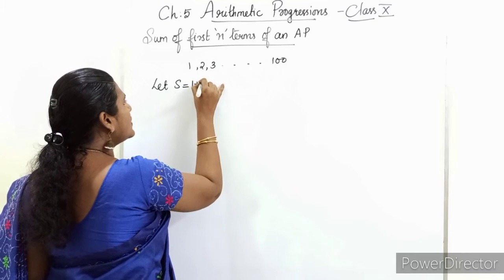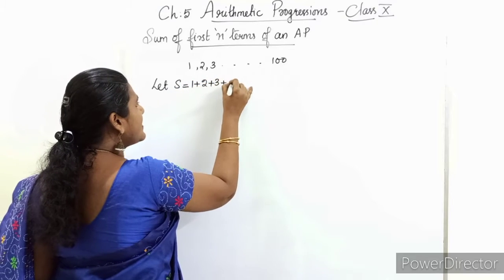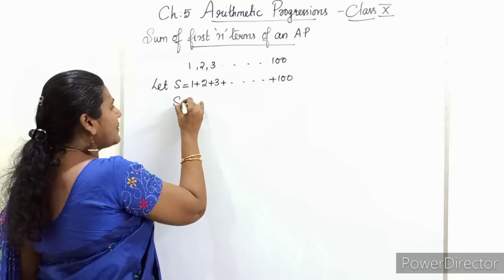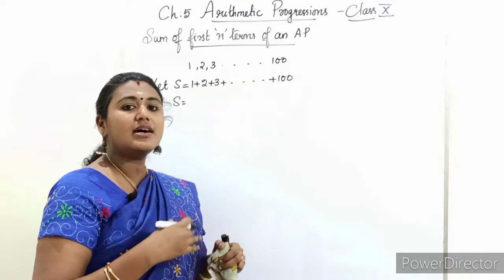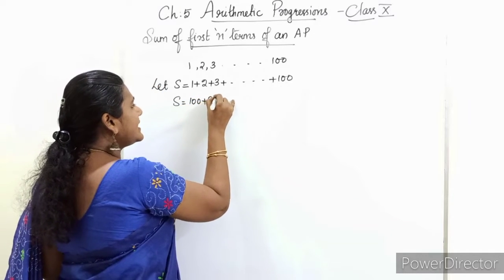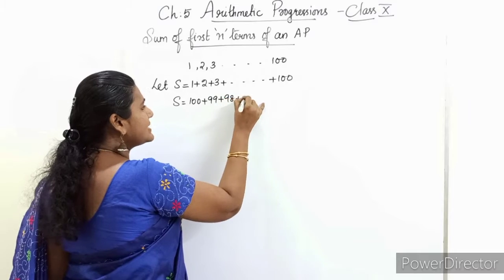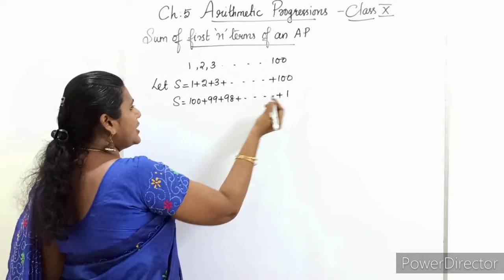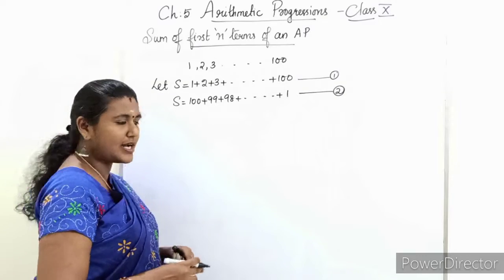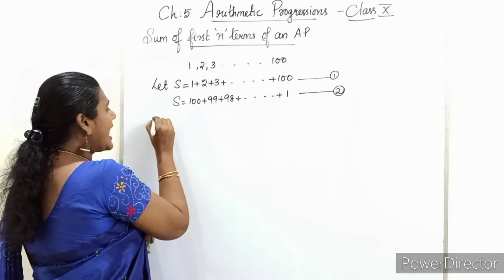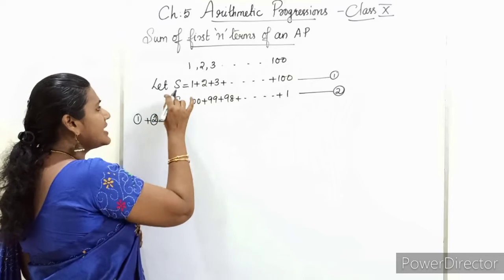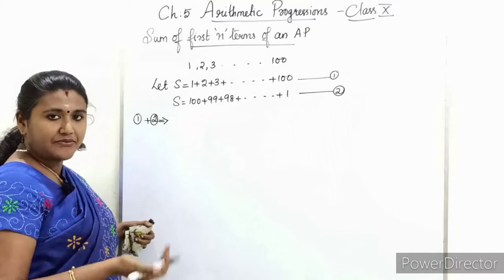So S is equal to 1 plus 2 plus 3 plus etc. plus 100. Now again I am going to write this sum in the reverse order. So S is equal to 100 plus 99 plus 98 plus etc. plus 1. Now I am going to name these equations as 1 and 2. Now I am going to add these two equations, that is equation 1 plus 2 gives, here left side and right side we will add.